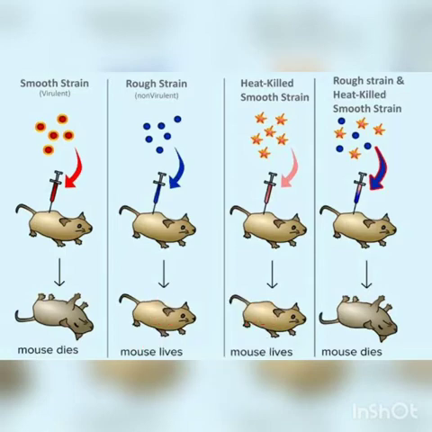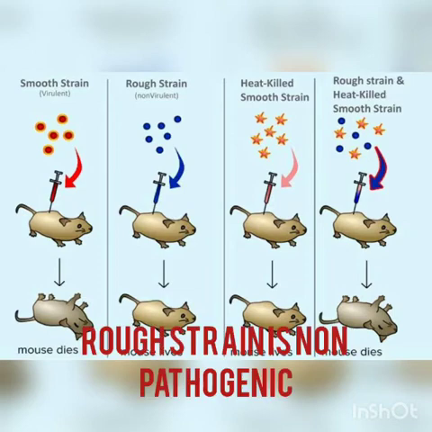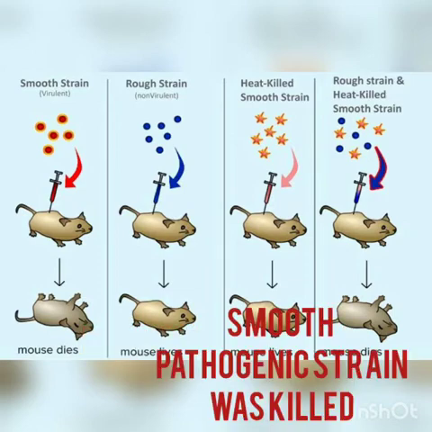So it is inactivated. Now finally, what Griffith does is he combines the rough strain and heat-killed smooth strain and injects it into the mice. The result is the mice dies. Now it is very unexpected because the rough strain is a non-pathogenic strain and the smooth strain has been killed. So how does the mice die?